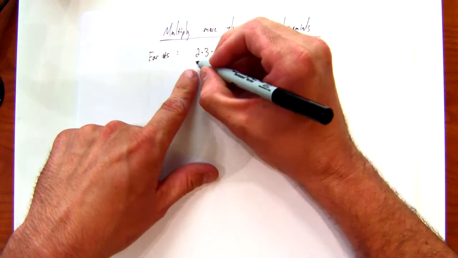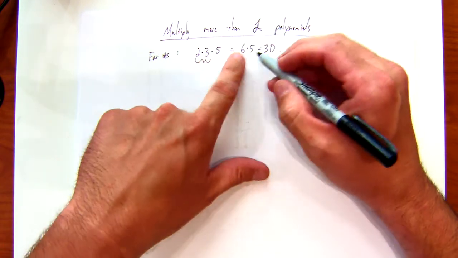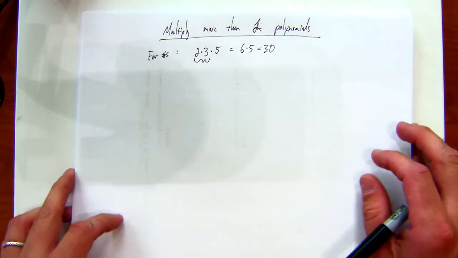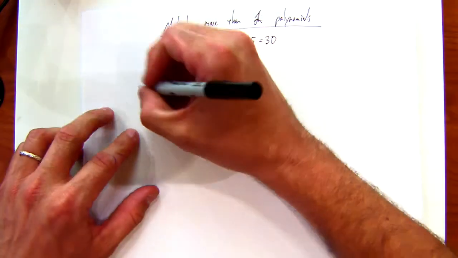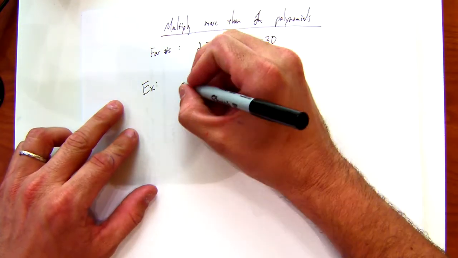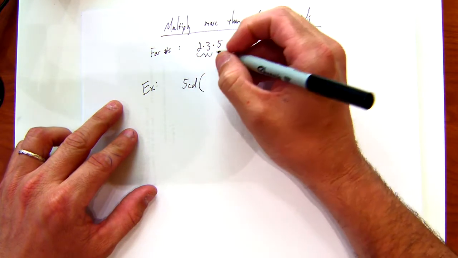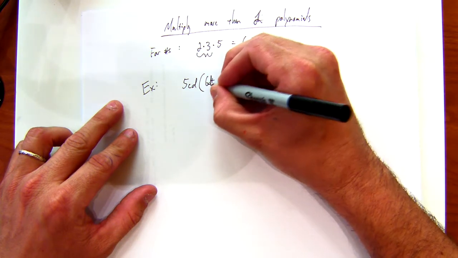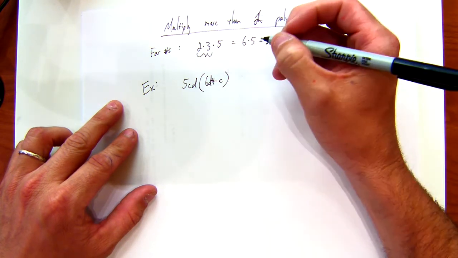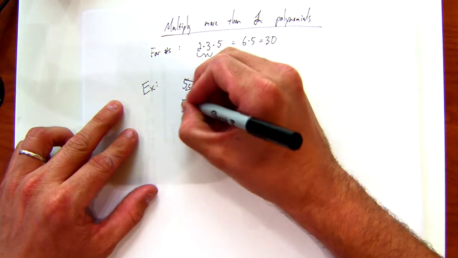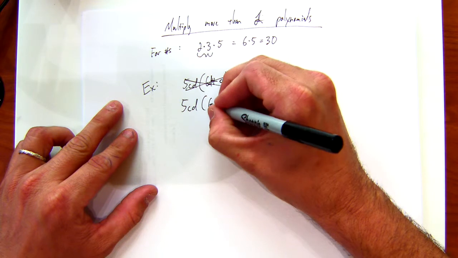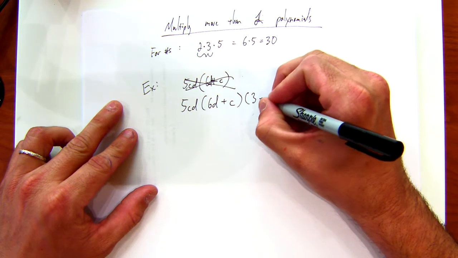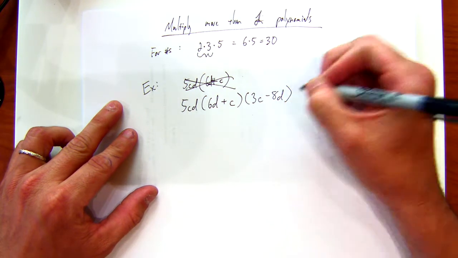So the trick was multiply the first two, and once you're done with that, then multiply by the last one. That's kind of what we should do for multiplying more than two polynomials. Here's an example. 5cd times 6d plus c, times 3c minus 8d.